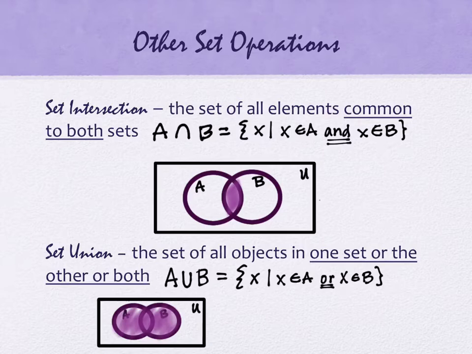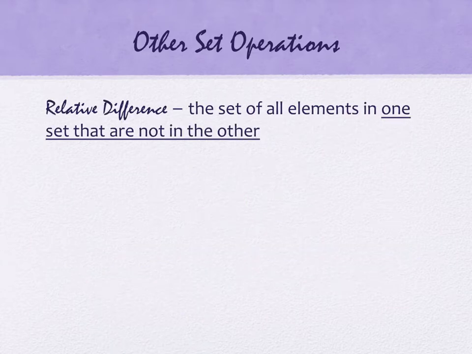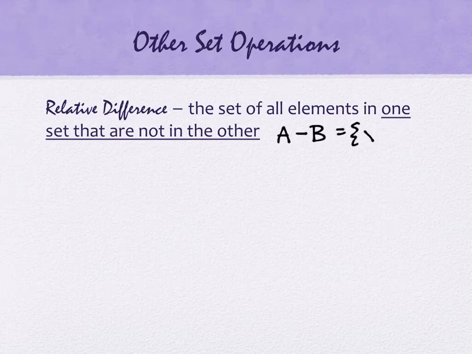It's a union. The last set operation is called a relative difference. And a relative difference is the set of all elements in one set that are not in the other. So this feels kind of like complements. It doesn't work exactly the same way, but there are some similarities. And you see that it's called difference, and in fact we also are going to see a subtraction symbol show up for difference. So this is A minus B. This is the set of all x such that x is in A and x is not in B.